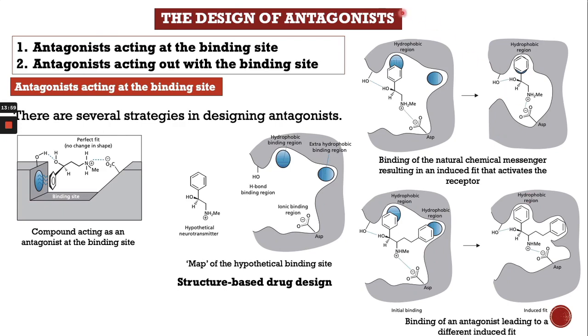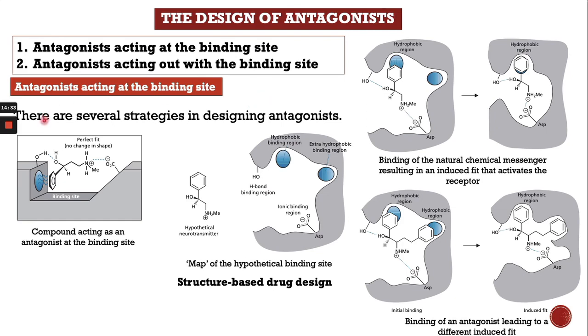Now, designed toward the antagonist, right? So antagonist activity of the molecule. There are two ways the antagonist acts: number one is the antagonist acting at the binding site, or the antagonist acting outside the binding site. So there are two ways the molecule can act with this receptor.